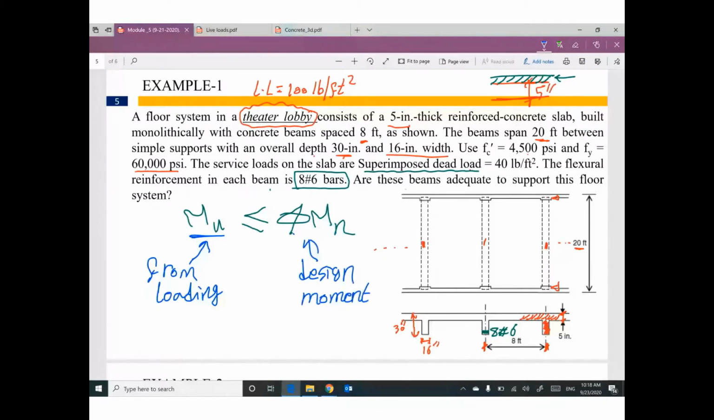So your cross section is given, your steel reinforcement is given, so I can figure out the design moment. Your loading is given, and I can figure out the rest, like live load, own weight or something like this. And the beam is simply supported with a span of 20 feet, so I can figure out the applied moment from structural analysis. Then finally, I can do a comparison between this value and this value. If M ultimate is smaller than or equal to phi Mn, these beams are adequate. These beams will be safe. If not, these beams will be unsafe.